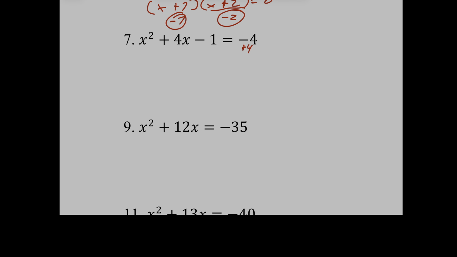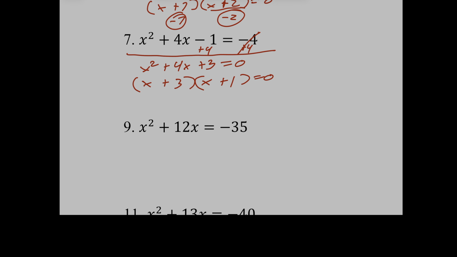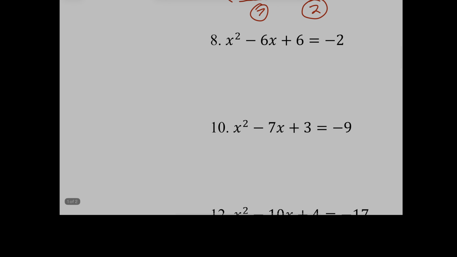We're going to add 4 to both sides, okay? Once I do that, I'm going to get my 0 there now. X squared plus 4x plus 3 equals 0. Now I'm going to do my 2 parentheses, x and x, and I'm going to get a plus 3 and a plus 1. So my answers are going to be -3 and -1. See how that worked? Let's go ahead and do number 8 now.